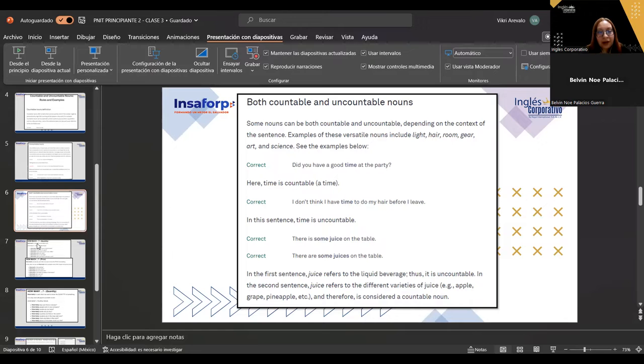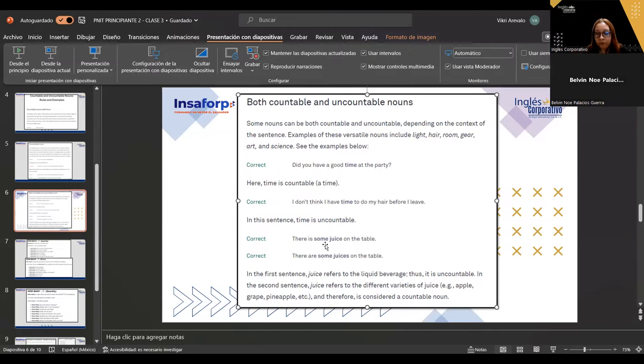Y hay algunos escenarios donde algunas palabras pueden ser las dos, contables y no contables. Va a depender del contexto. Teníamos el ejemplo de la palabra tiempo. Un tiempo, dos tiempos, tres tiempos. Uno dice, eso no es contable. Pero en algún contexto a veces sí. Por ejemplo, si me preguntan, ¿pasaste un buen tiempo en la fiesta? ¿Tuviste un buen tiempo en la fiesta? Suena como contable, entonces se cuenta como tal, right? Pero también sigue siendo de los no contables. Yo no tengo tiempo para eso. I don't have time for this, right? Puede ser las dos versiones.